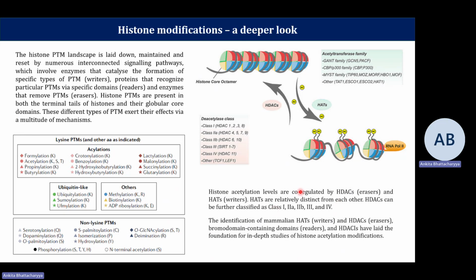Histone acetylation levels, for example, are co-regulated by two types of enzymes. One are, of course, the histone acetylases or the HATs, and the histone deacetylases or the HDACs. What are they in general terms? HDACs can be understood as erasers, because they are removing an acetyl mark or the epigenetic mark like we have previously discussed. And HATs are histone acetylases, so they add an epigenetic mark, so they are writers.